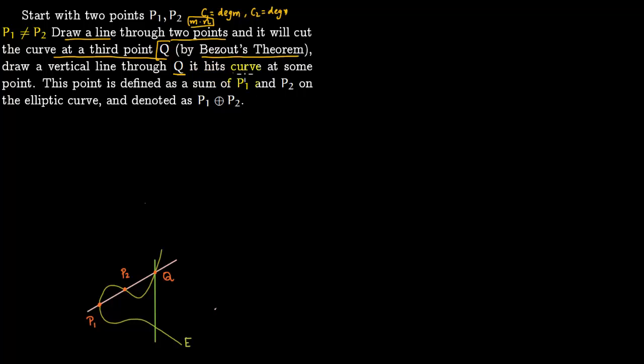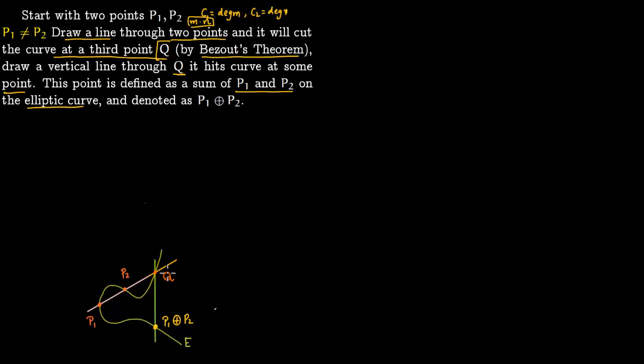Once it intersects at the third point, which you denote as Q, you draw a vertical line through Q. This line will hit the curve at some point, and that point is defined as the sum of P1 and P2 on the elliptic curve. You denote this point as P1 ⊕ P2, so as to distinguish that this addition is on the elliptic curve. Pictorially, you have this elliptic curve given to you going like this. You're given 2 points P1 and P2, so you draw a line through them, this pink line. This pink line hits the curve somewhere at Q. From Q you draw a vertical line, it hits the curve here, and this is precisely the point we are calling P1 ⊕ P2.